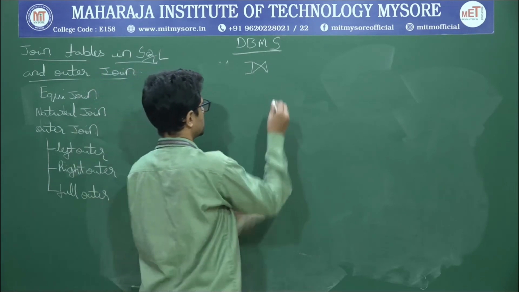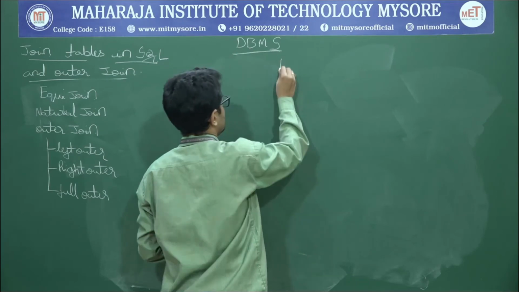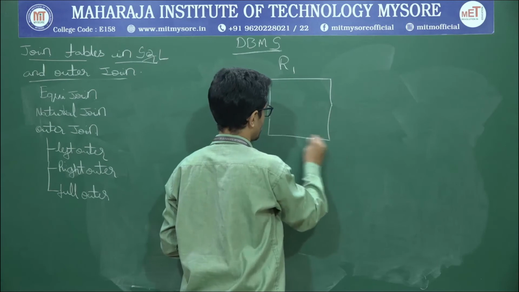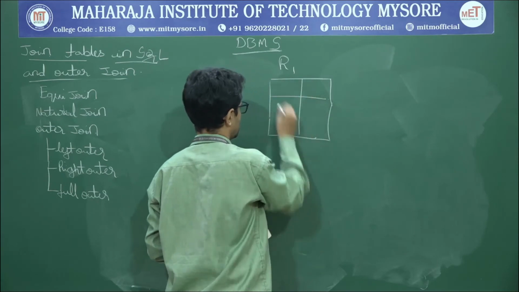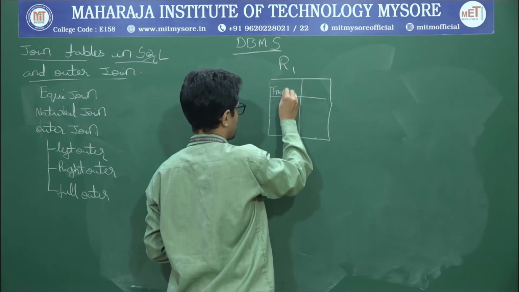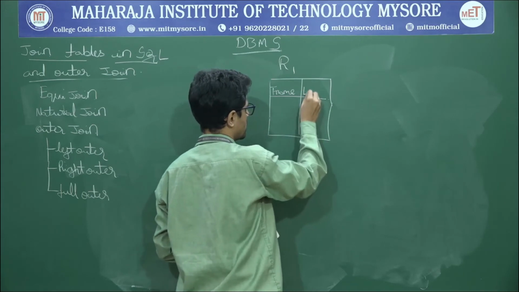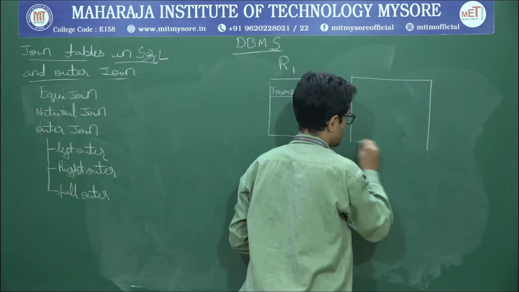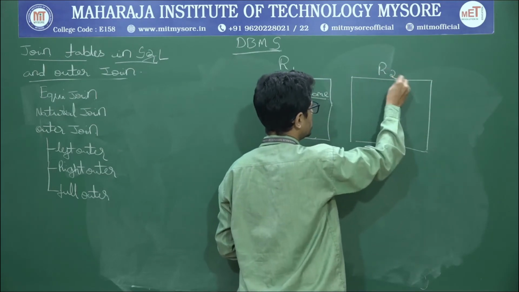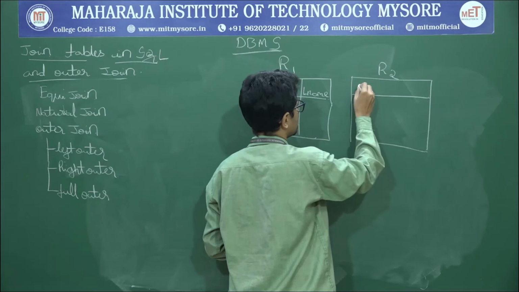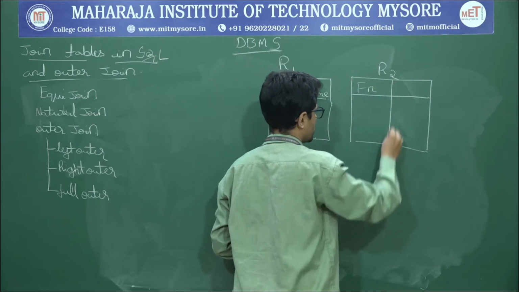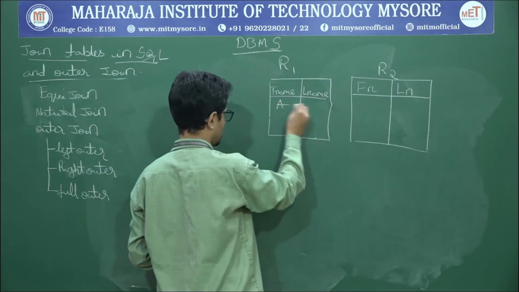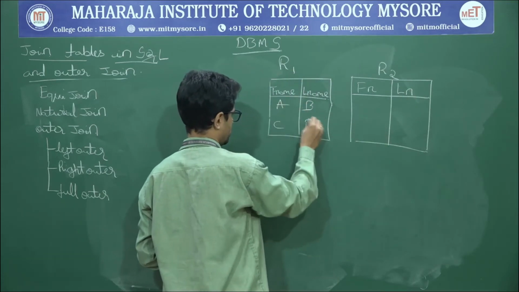So I'll show you. Say for example, I have a table. Let me name it R1, with F name, L name, something like this, and R2, Fn, Ln. So A, B, I'll take some four names.